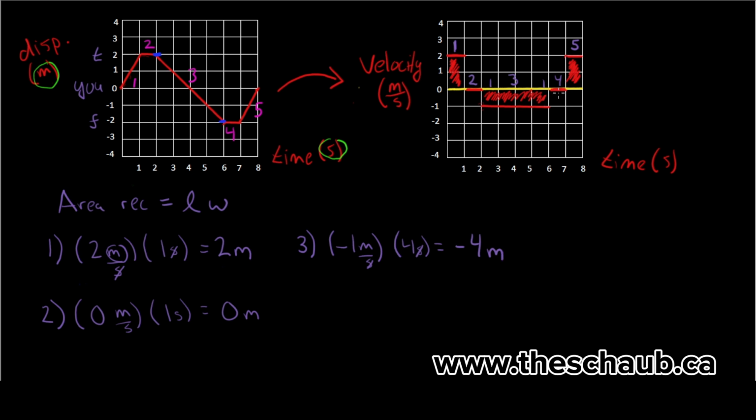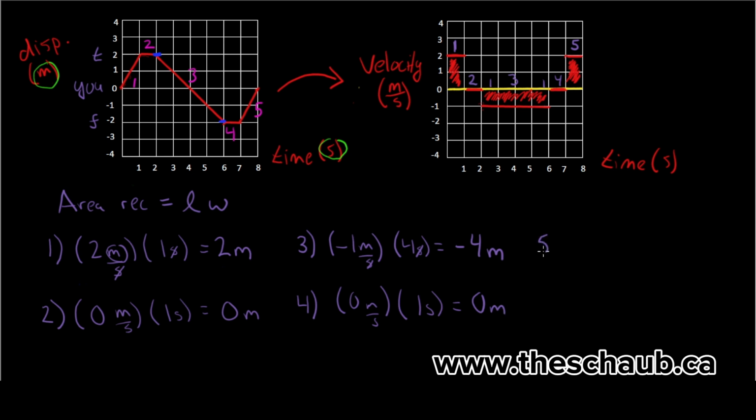In our fourth segment, we again have no area. So our fourth segment has a length of 0 meters per second, and it has a width of 1 second. This gives us an area of 0 meters.